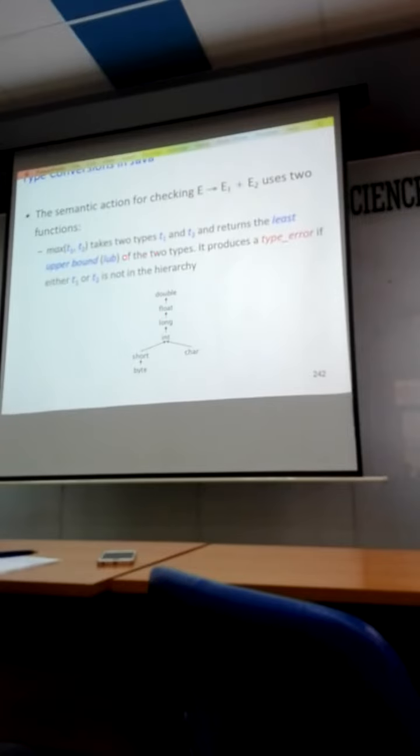Obviously, T1 and T2 are input types, okay? And the max function returns what? The least upper bound of the two types. It means that if the type T1 is byte, the type T2 is character, then the max is what? It is integer, because it is the least upper bound of the two types. You remember?